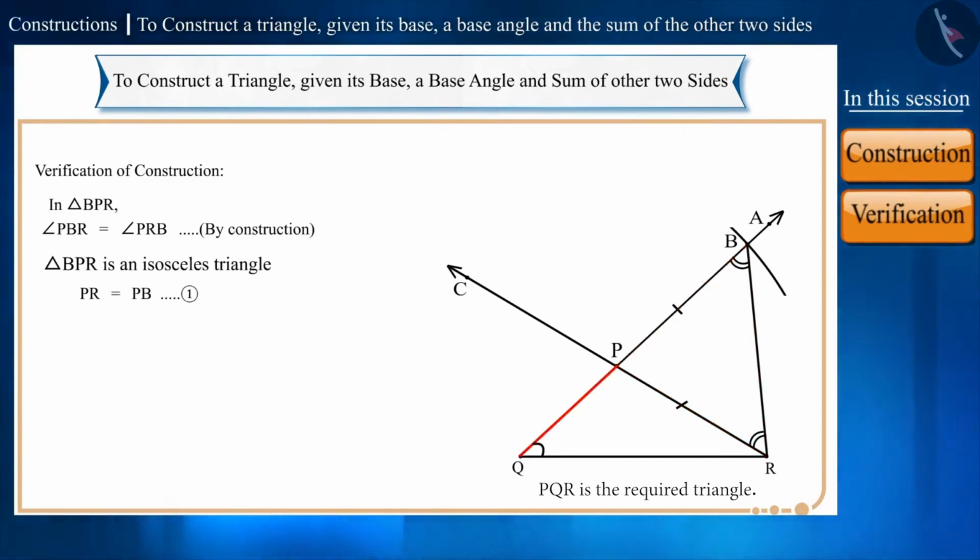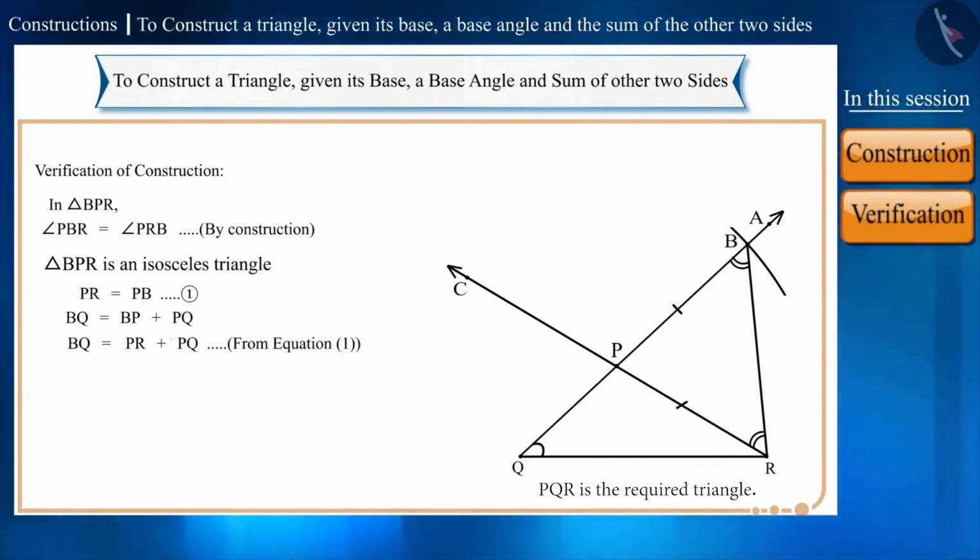Side PQ and side PB together form side BQ. Therefore, we will write it like this. Using equation 1, hence, the sum of the other two sides is equal to the sum of the other two constructed sides. Therefore, the construction done is correct.